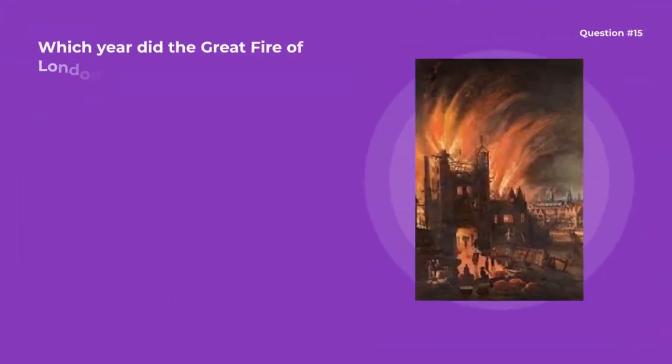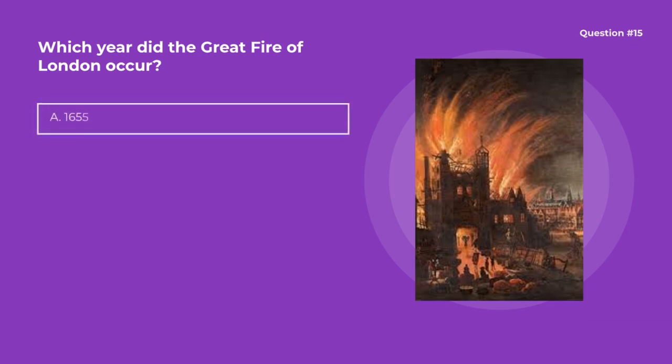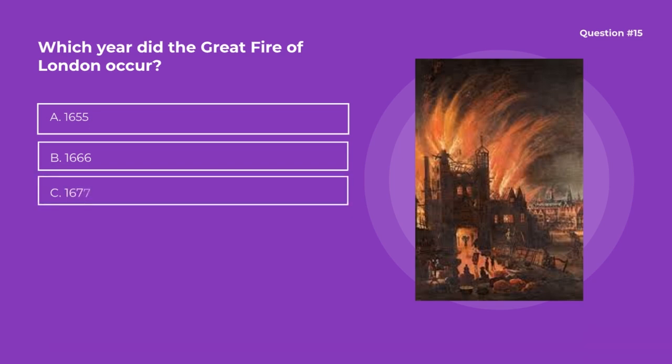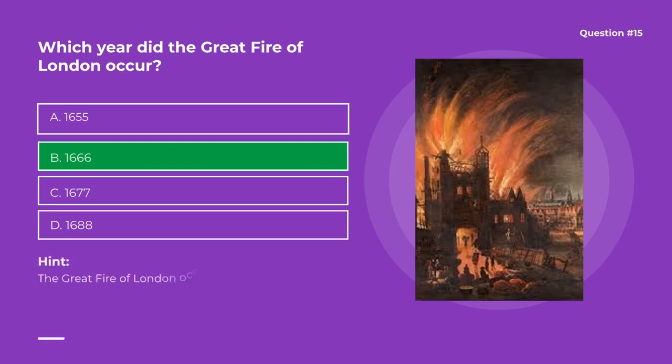Question number 15. Which year did the Great Fire of London occur? Options are A. 1655, B. 1666, C. 1677, D. 1688. The correct option is B. 1666. The Great Fire of London occurred in 1666 and destroyed much of the city.